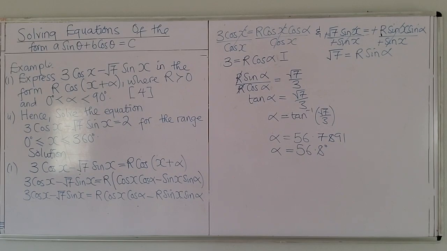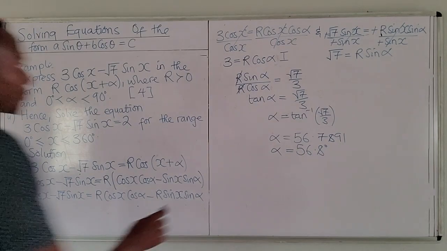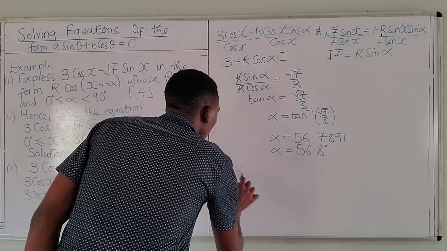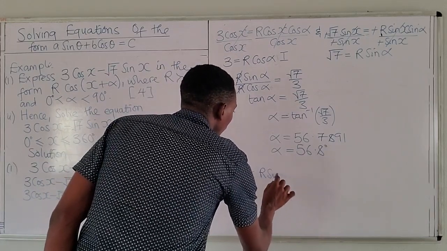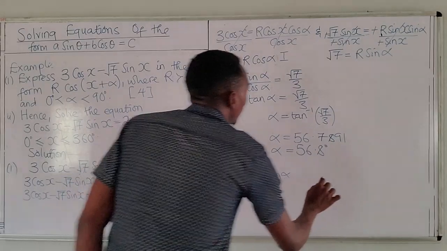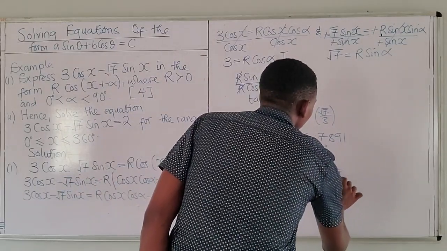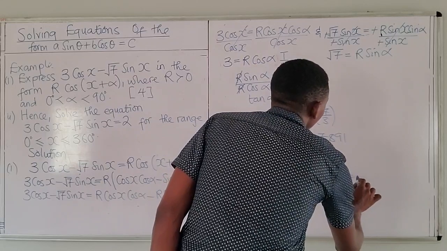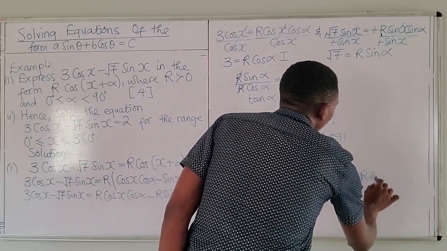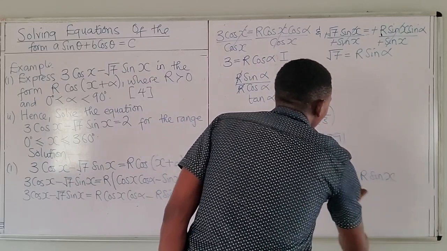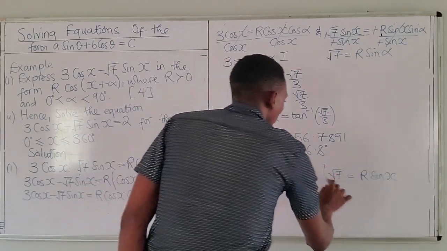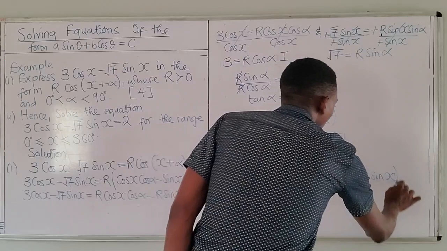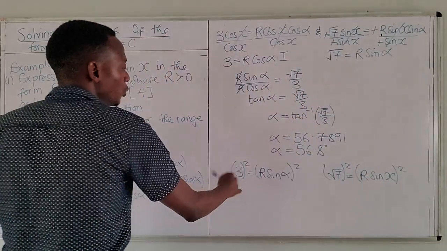The next thing we do is we square equation 1 and equation 2. So squaring, you will notice whatever you do on one side should be done on the other side.